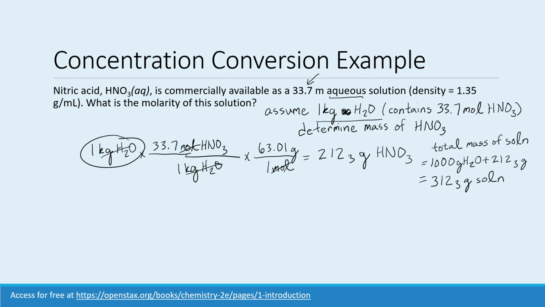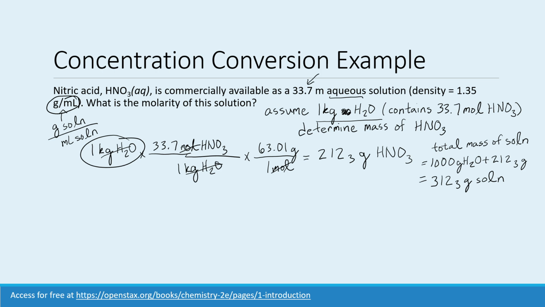So this is important because whenever we look at density values, density is always out of the solution, right? So those grams and milliliters are both describing grams of solution out of milliliters of solution. So I can't use the density unless I have either the mass or the volume of solution. Okay, so now I've calculated the mass of the solution. I can use that density as a conversion factor to determine the volume of the solution.